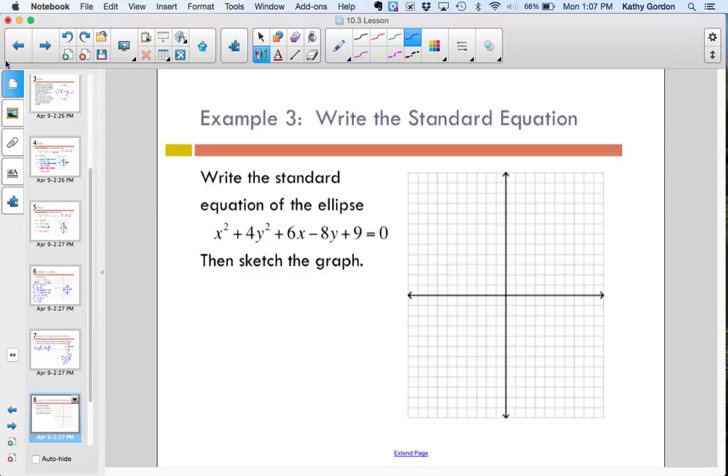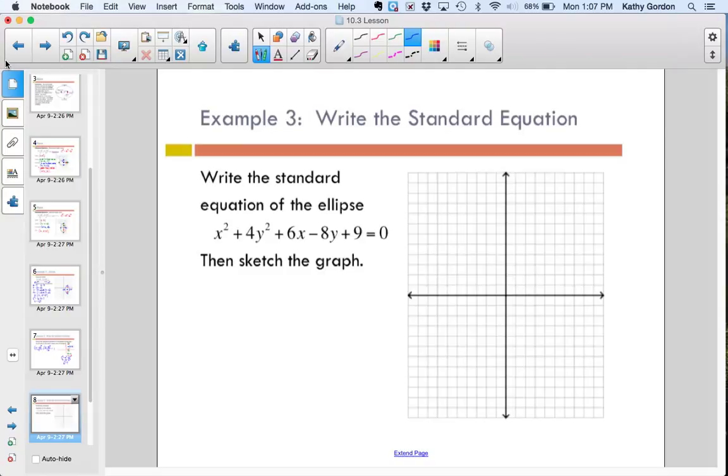Okay? So if you remember with parabolas, we said that we were going to keep whatever variable was being squared, because only one would be squared. We were going to keep that on one side with any other terms that had that variable in it, and then move everything else on the other side. Right? And then we would use that squared variable and the linear variable that went with it and complete the square. Okay? Well, now both variables are squared.